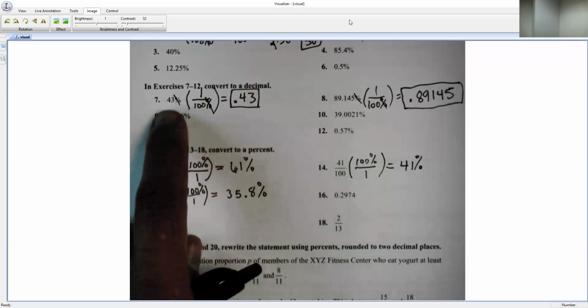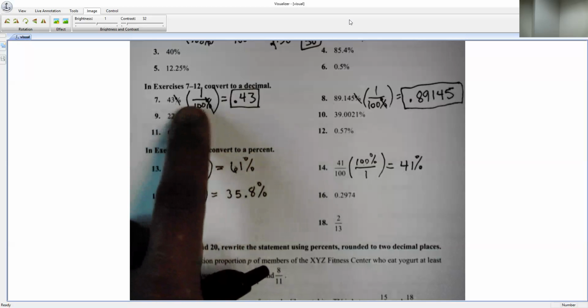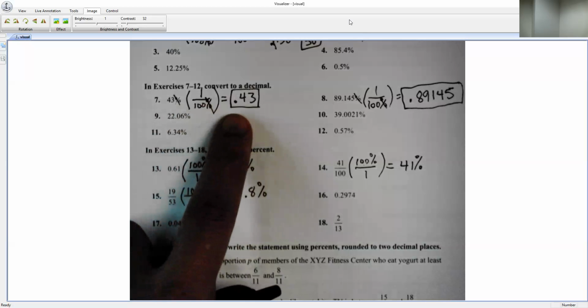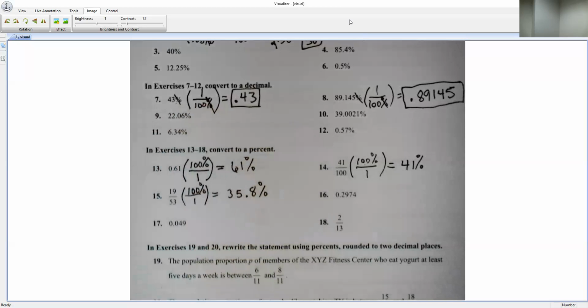So I would just use a calculator here if you need to. 43 divided by 100, you can write as 0.43. Dividing by 100 is pretty easy to do without a calculator. You can just move the decimal 2 places to the left. So 0.43, however you get there is fine.